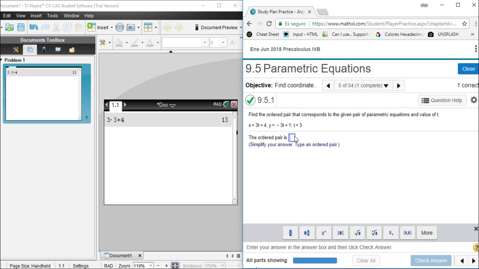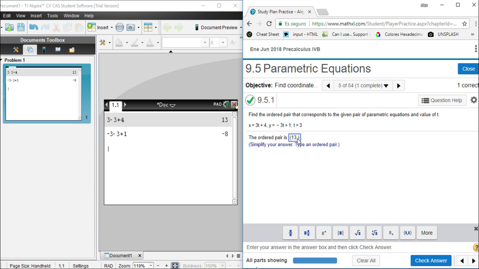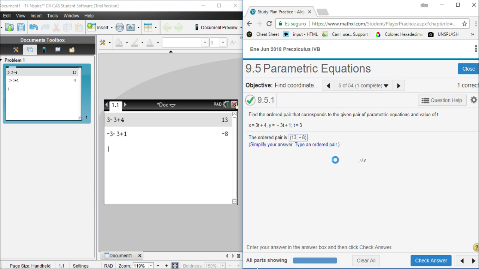So our first value is 13 and our second value is minus 3 times 3 times 3 plus 1, that equals minus 8. So our second number is minus 8 and the answer is correct. Let's go to the next question.